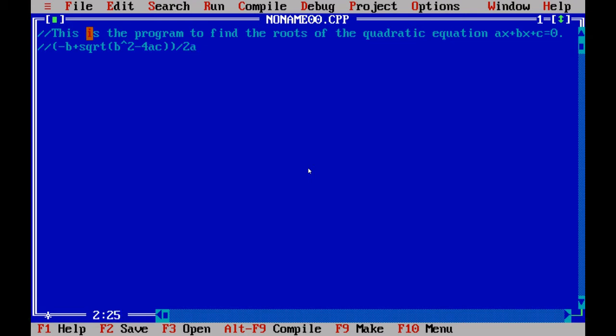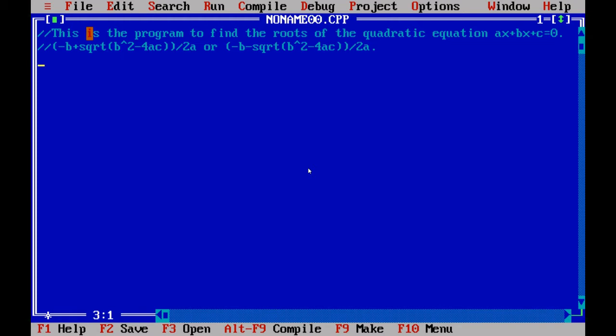The next possibility is minus b minus square root of b squared minus 4ac, divided by 2a. Yes, so we have written the formula like this.